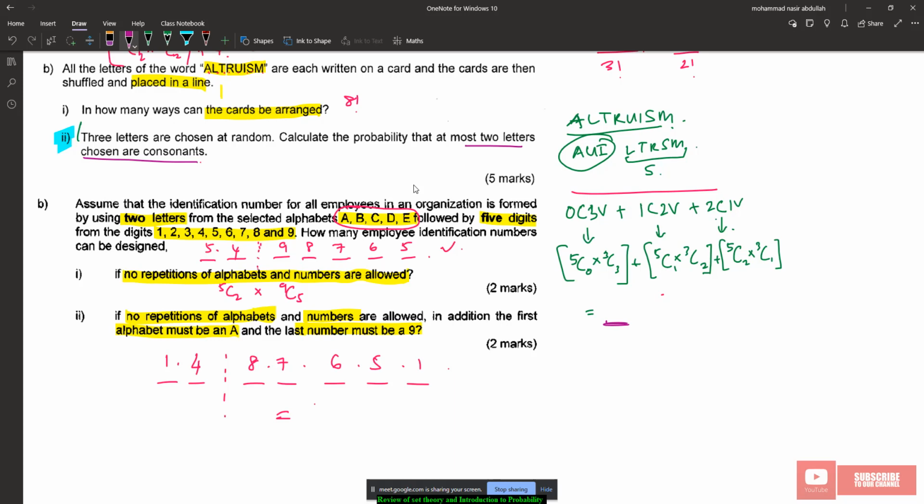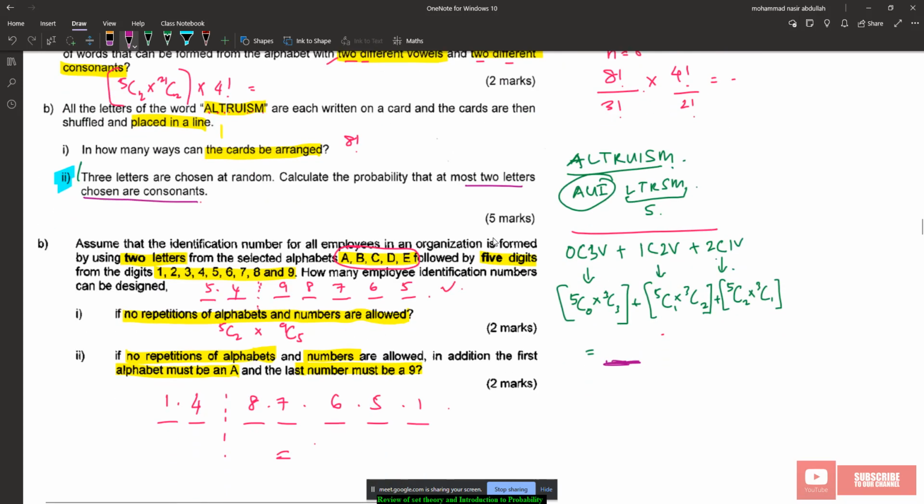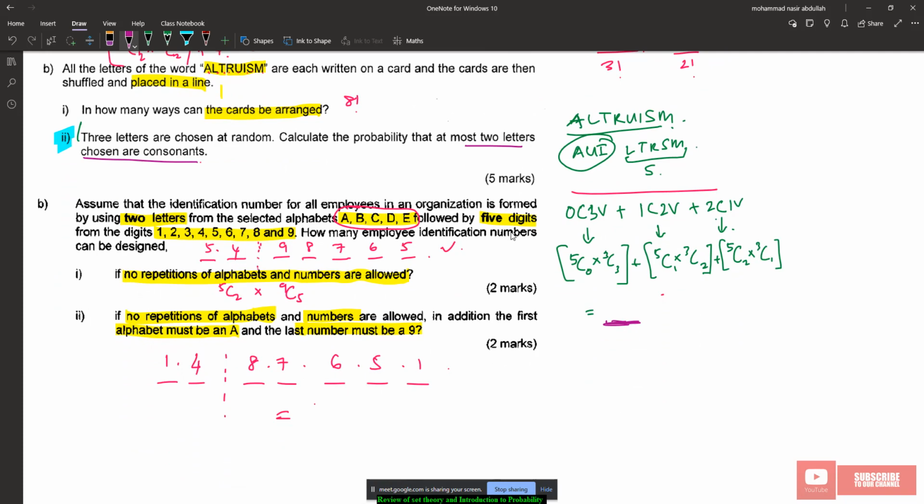So what is the answer for this one? 5 choose 0 multiplied by 3 choose 3, plus 5 choose 1. What is the answer for this one? Still remember? This is the example we did last week. Can somebody tell me? What is the answer? 46. Yep, 46. So let's say this is equal to 46.